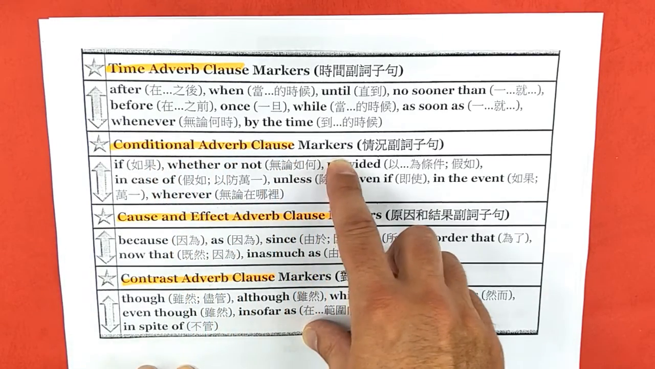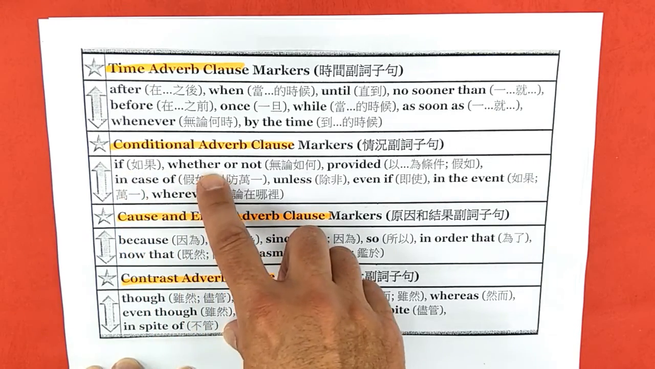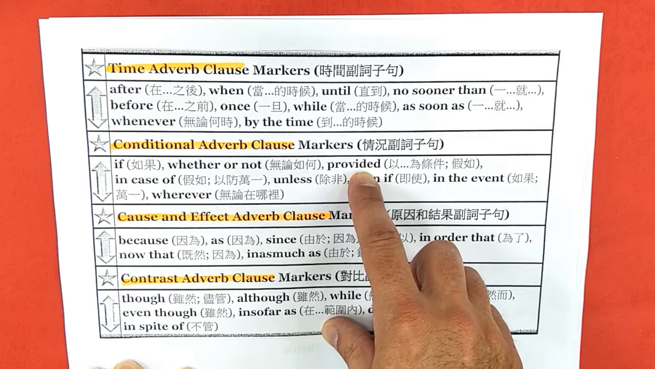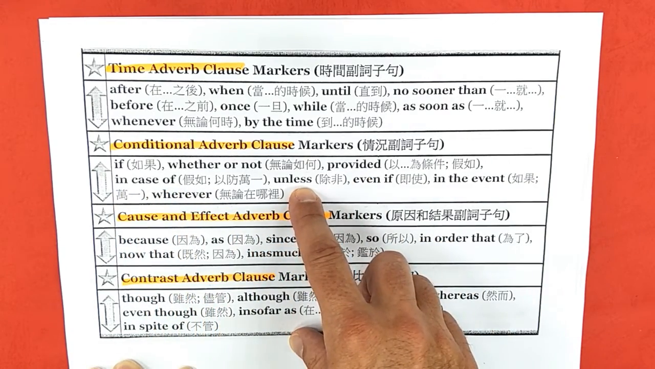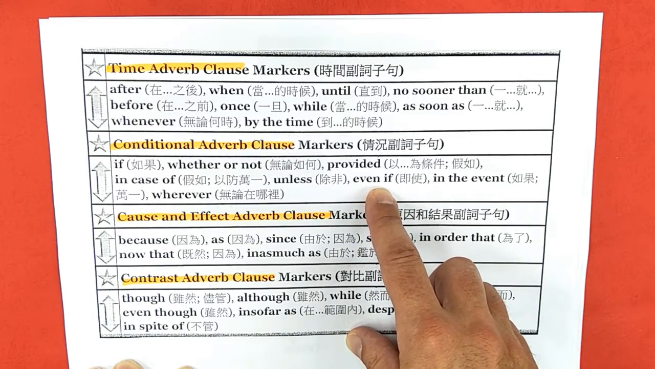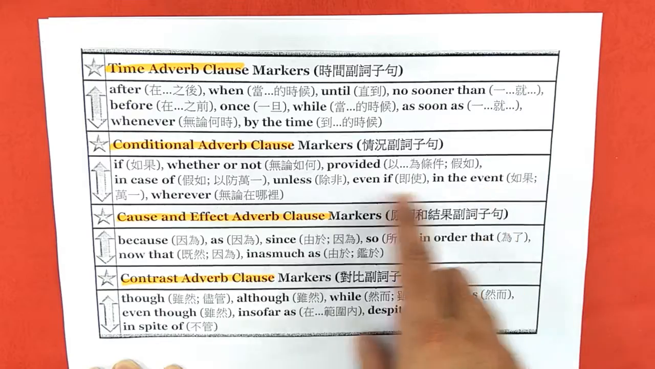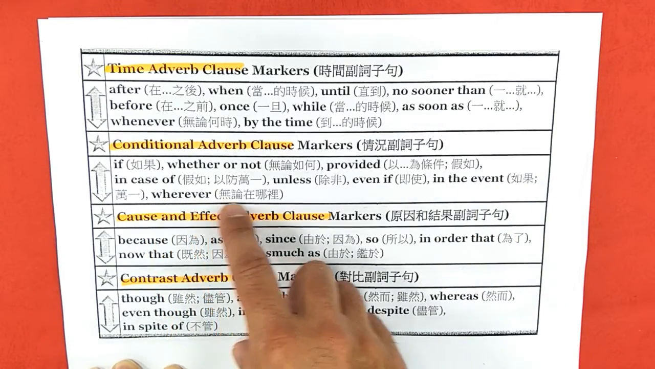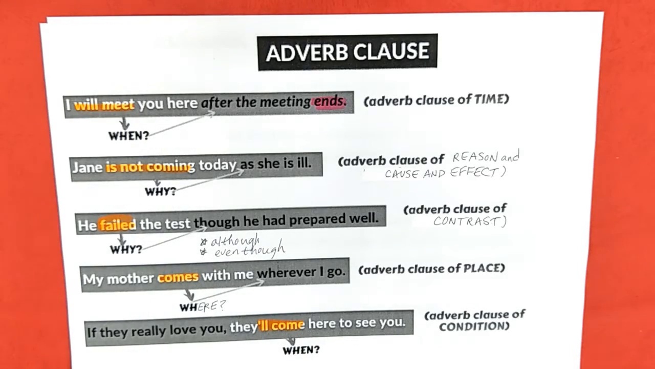Conditional adverb clause markers. If, whether or not, provided, in case of, unless, even if, in the event, wherever. These are conditional adverb clause markers.